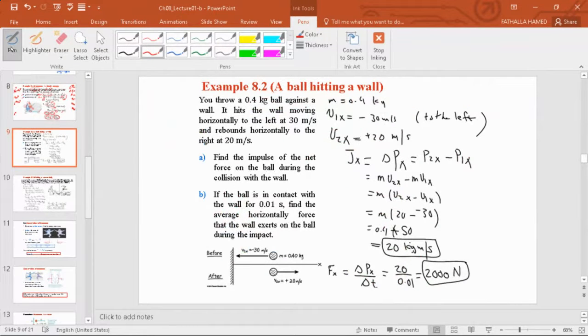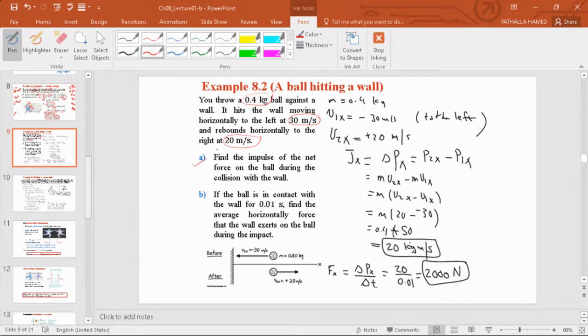Now, let's deal with another example here, a ball hitting a wall. So you have here a 0.4 kilogram ball. You throw a 0.4 kilogram ball against the wall. It hits the wall moving horizontally to the left at 30 meters per second. It rebounds horizontally to the right at 20 meters per second.